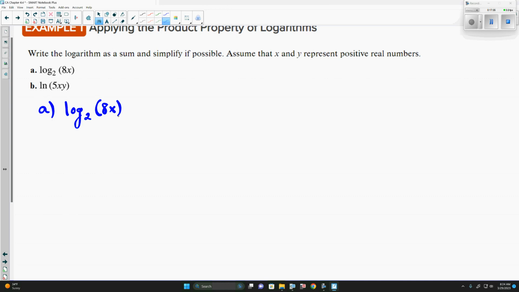So when we look at this first one here, write the logarithm as a sum and simplify it as much as possible, and we'll go from here. Now these first two are just product. We don't have anything being divided, but I do have two things being multiplied together, which means I can rewrite this as a sum of each of those terms with the same base.